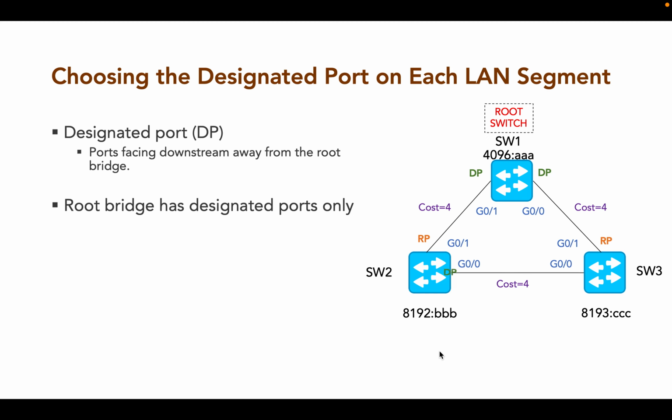The switch with the lower cost to reach the root among all switches connected to a segment becomes the DP on that segment. You can call this switch a designated switch and its interface is called the designated port. And all other interfaces are placed in blocking state and will not forward frames.